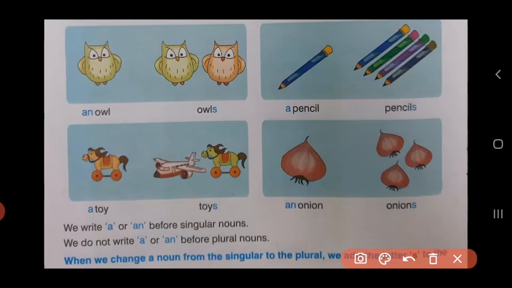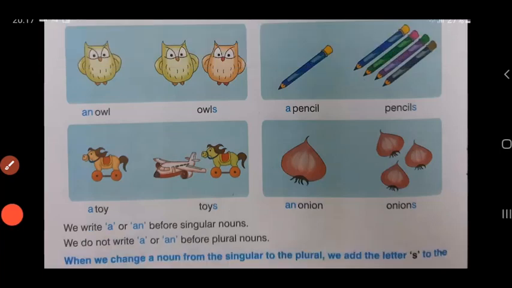Last picture, in the last line we have a toy. Because it is one toy, I write it as a toy and it is singular form. But next to it, I have two toys. Because it is more than one, we have to add S to the word toy and it becomes toys, which is the plural form.